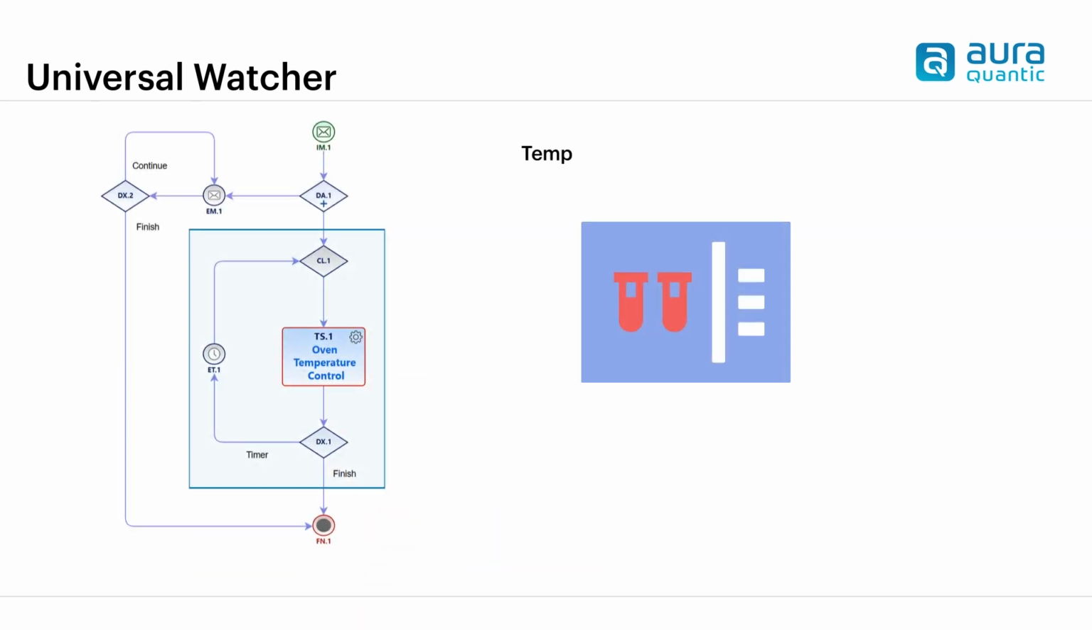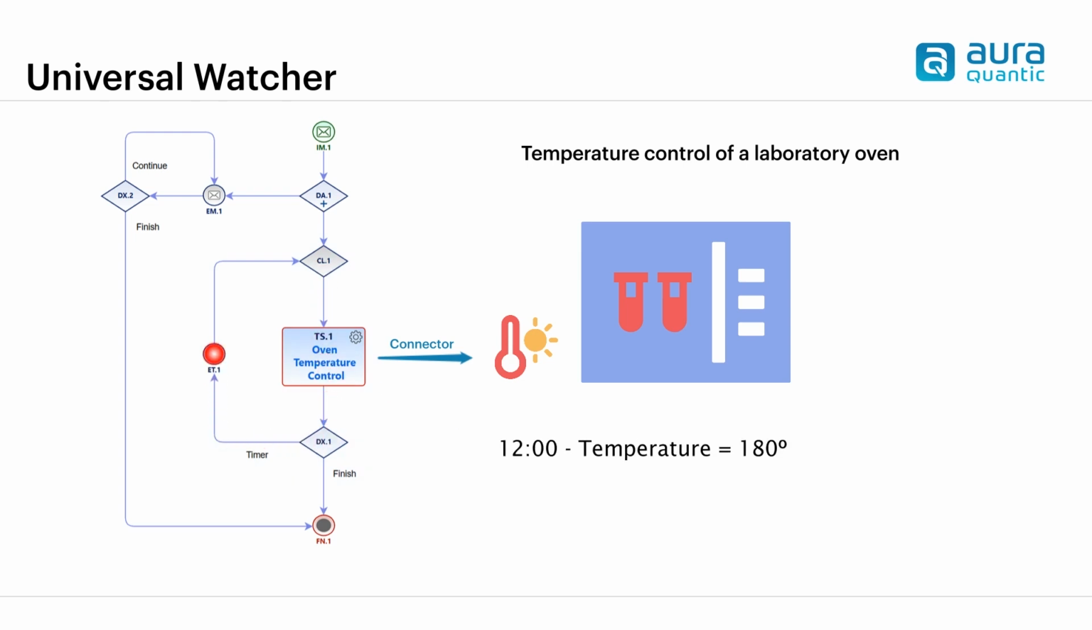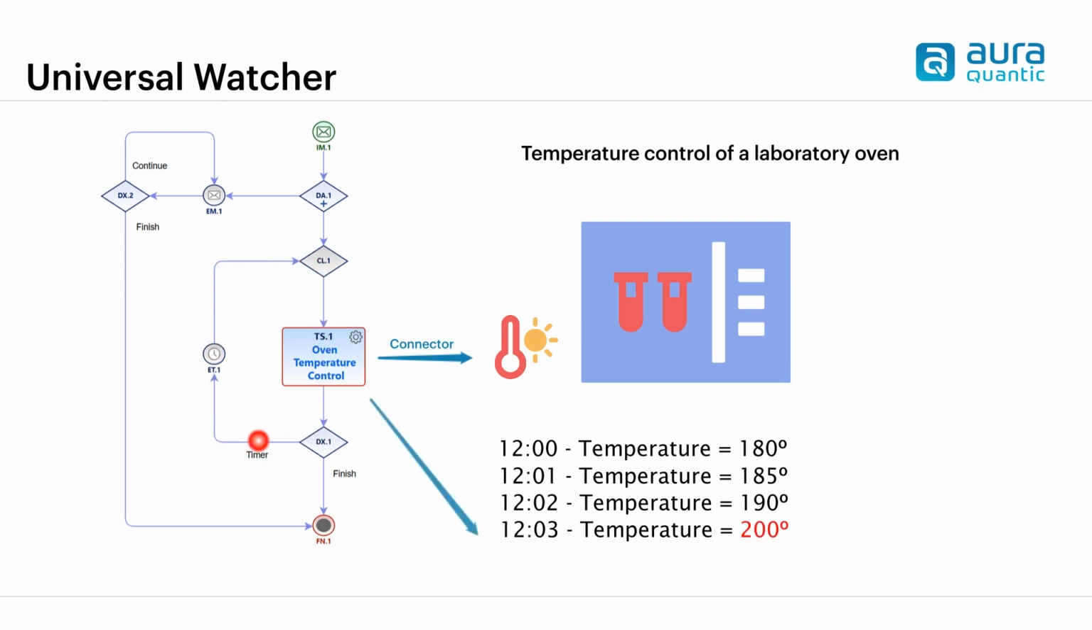In this example, we have the class of processes that monitors the temperature of an oven using a connector. An intermediate time event is set up to control the measurements, which are taken every 60 seconds. Universal Watcher records each time the current flows through the process. If the temperature of the oven reaches 200 degrees, an alarm is triggered and an email is automatically sent to the user.